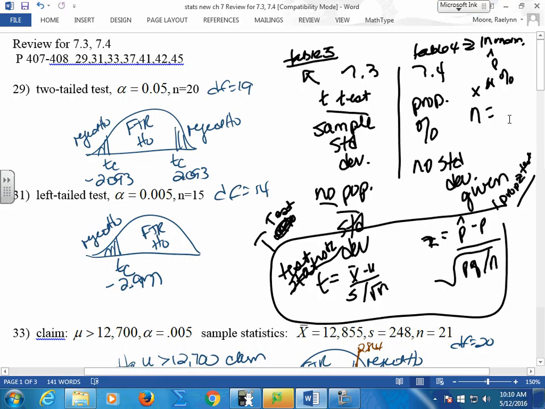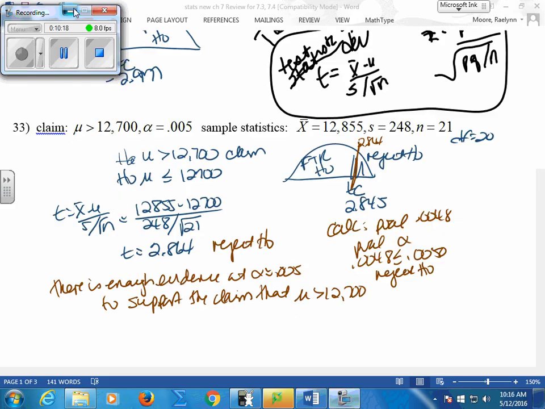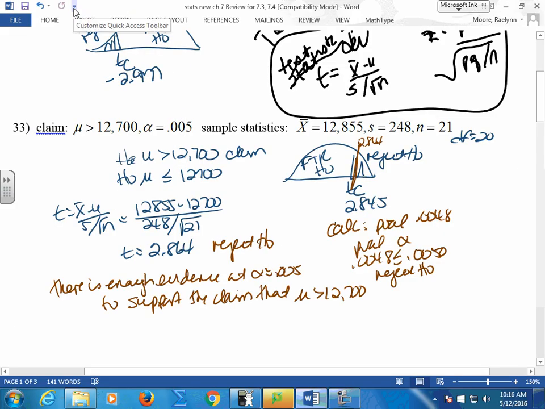You guys try number 33. Okay, so we have just a problem, no word problem here. So our claim is our HA, our tail test, right tail test. Everybody got the right critical value from the table 5? Anybody not get that critical value? It's critical that you get that critical value.